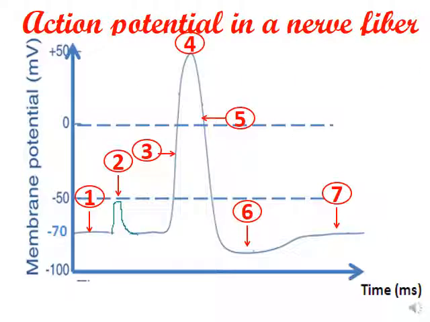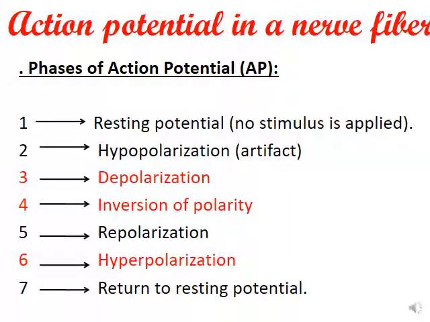So here are the phases of the action potential in a nerve fiber, phases 1, 2, 3, 4, 5, 6, and 7. Number 1 is called the resting. Number 2 is called hypopolarization or the artifact. Number 3, going to the positive, is depolarization. Number 4 is inversion of polarity. Number 5 is repolarization. Number 6 is hyperpolarization. And number 7 is going back to the resting state. So: resting potential, hypopolarization or the artifact, depolarization, inversion of polarity, repolarization, hyperpolarization, and returning back to the resting potential.